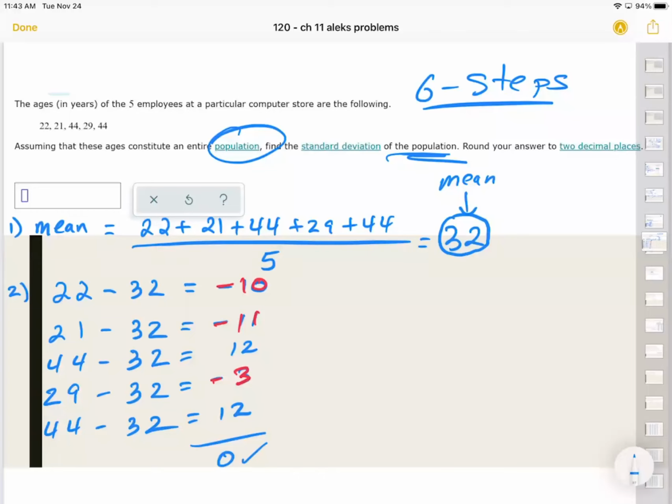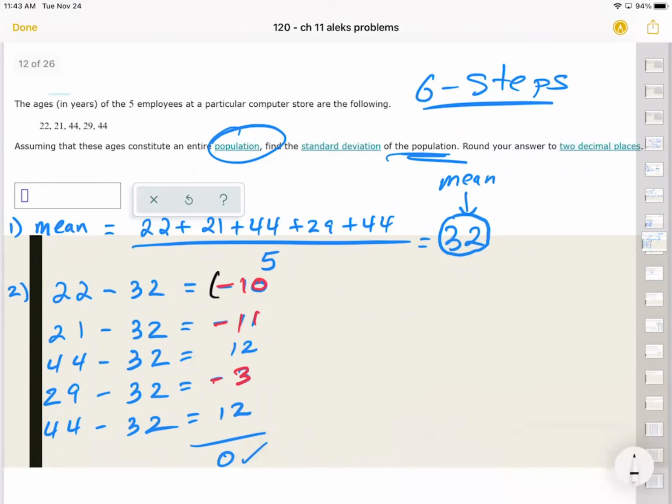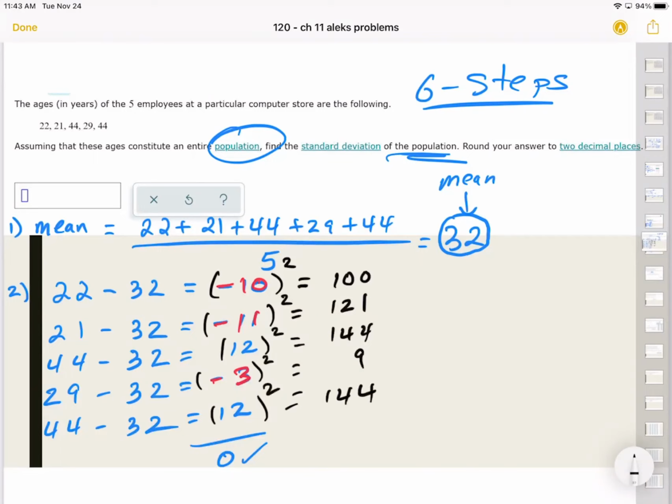The second step is find the deviation, which is take your data minus the mean. And then what is the third step? Well, the third step is you need to take this item and you square them up, right? If you square them up, which is -10 times -10 to give you 100. If you take this item, square them up to give you 121. You take this item and square them up to give you 144. You take this item and square them up to give you 9. You take this item, square them up to give you 144, which is your third step: you square the deviation.